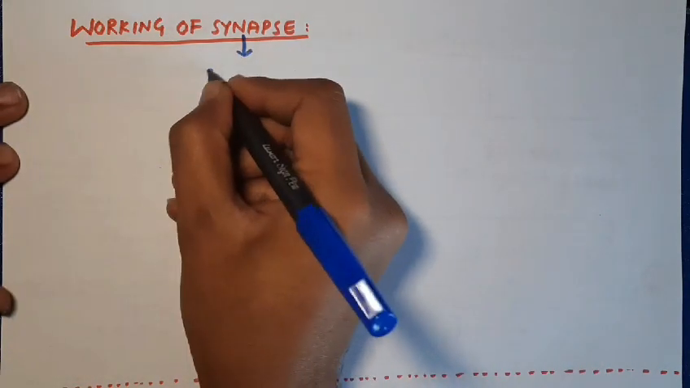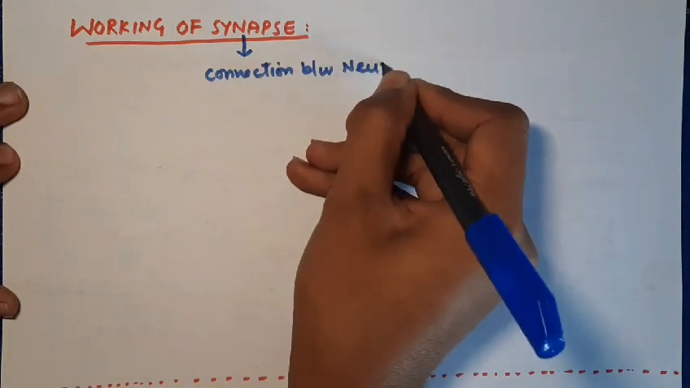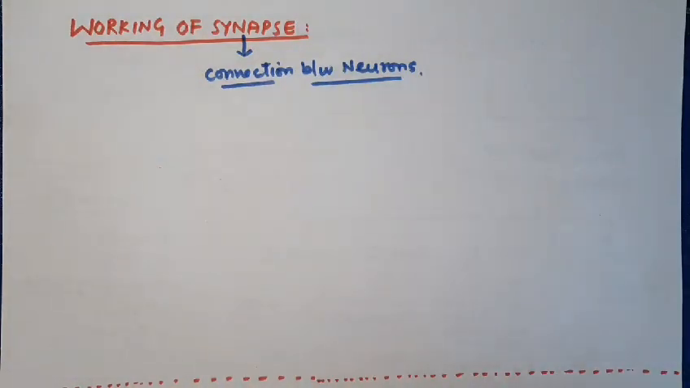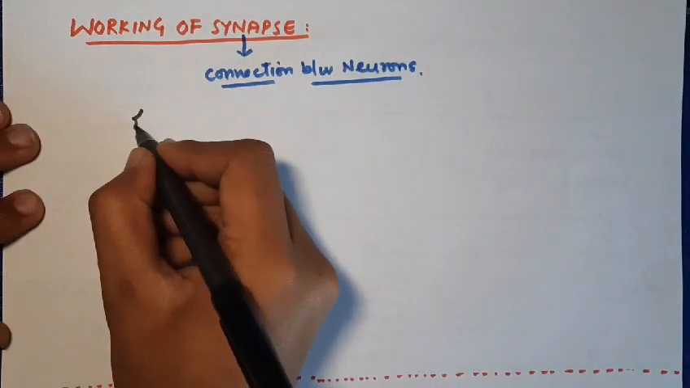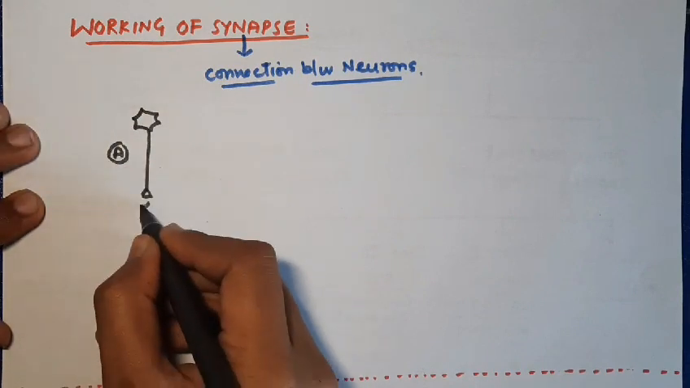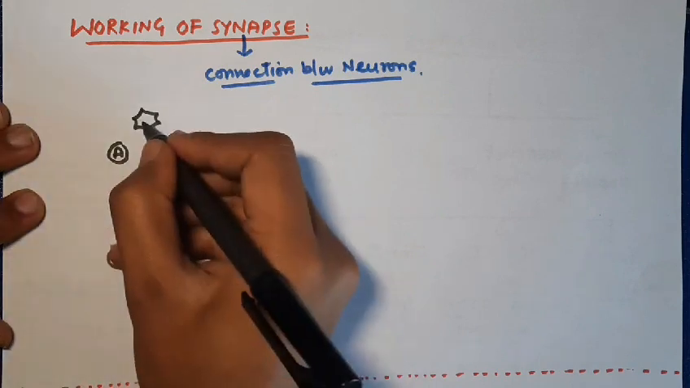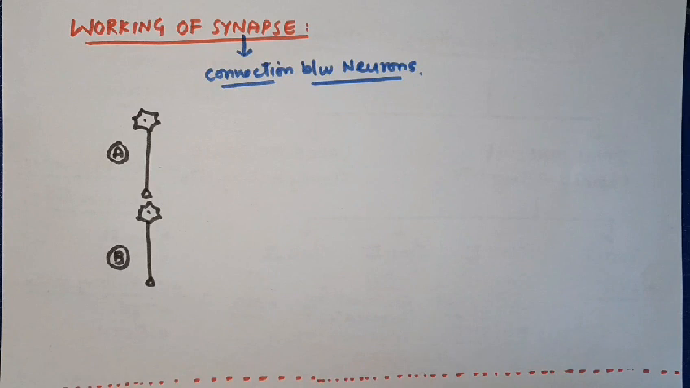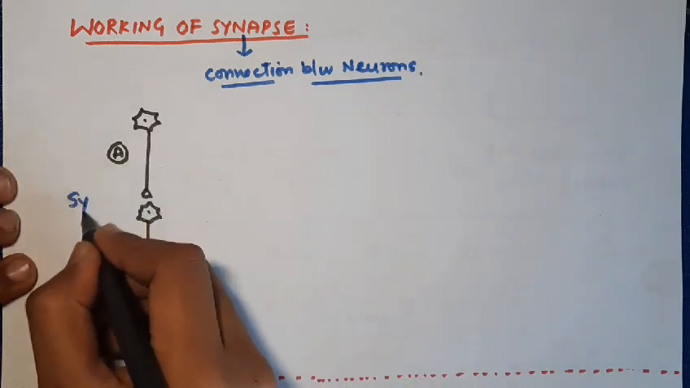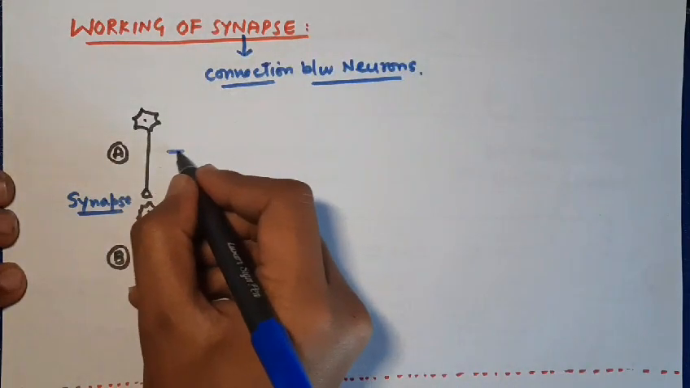Now let us try to understand the working of a synapse. Before that we should know what a synapse is. A synapse is a connection between two neurons. So if this is neuron 1, let us say this is the first neuron and here is another neuron, the second neuron B. In between these two neurons a connection exists and that connection is called a synapse. So synapse is nothing but a connection between two neurons.